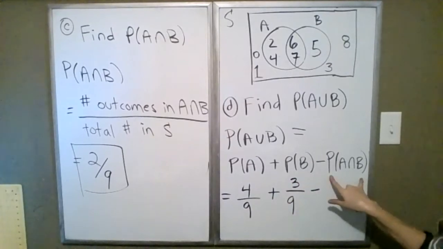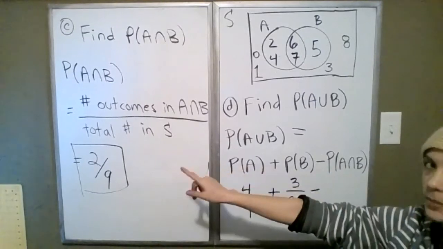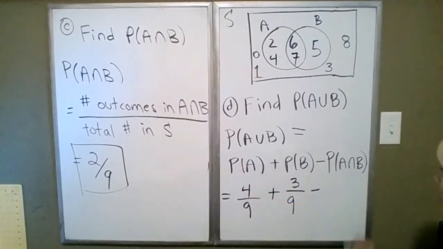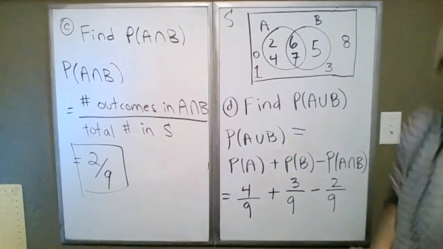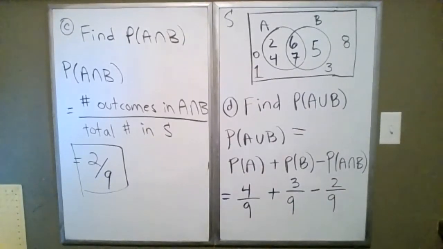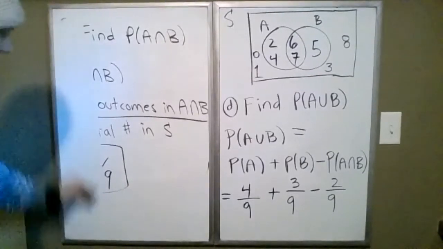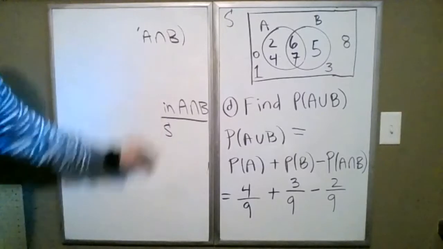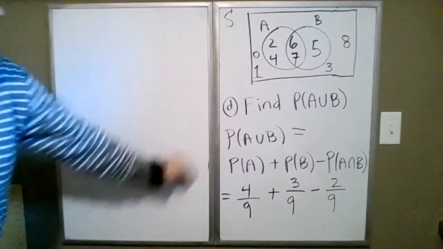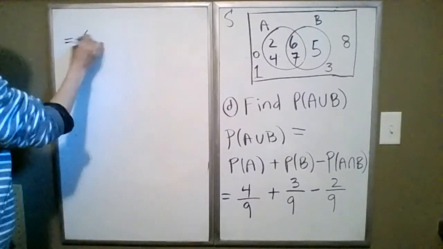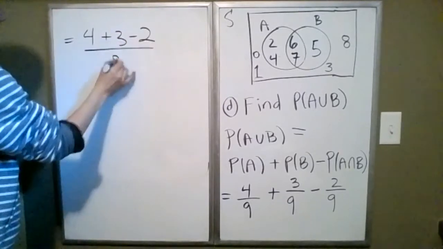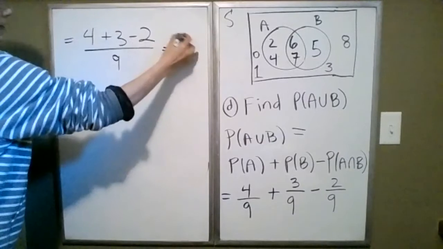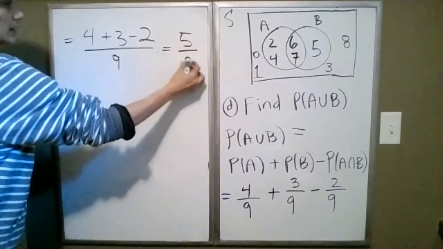I just got this number. It's subtract 2/9. So since we've got a common denominator of 9, this is 4 plus 3 minus 2 over 9, which is 5/9.